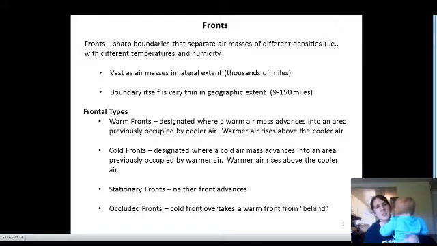Okay, now today we're also going to cover our weather fronts. So fronts are sharp boundaries that separate air masses of different densities. In other words, air masses that have different temperatures and humidity.